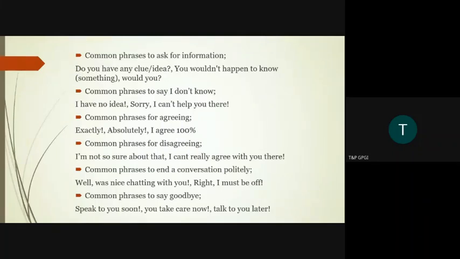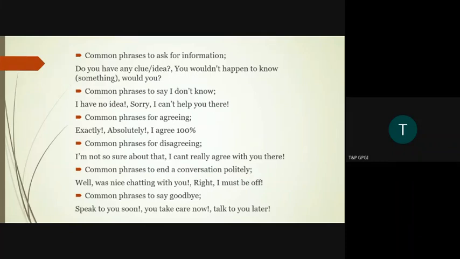Okay. So another one is, I don't suppose you would know something. Something can be anything. For example, I don't suppose you would know where the principal's cabin is. All right. I hope you are with me.